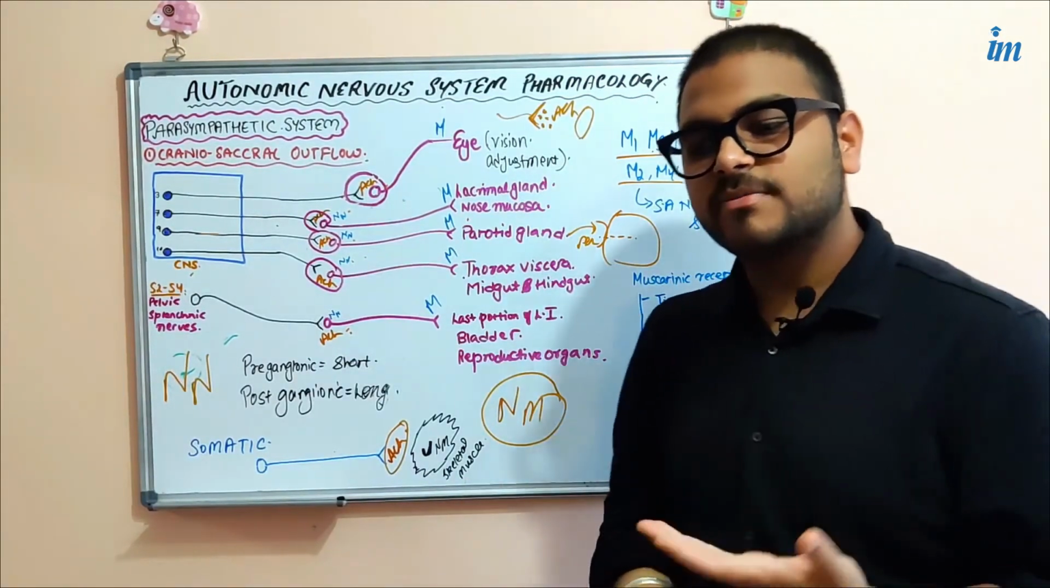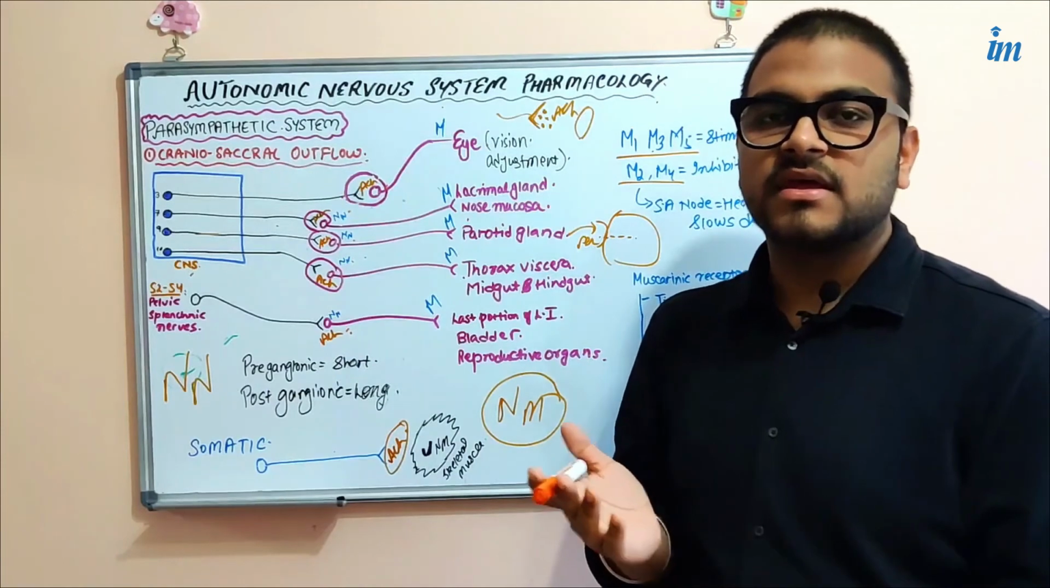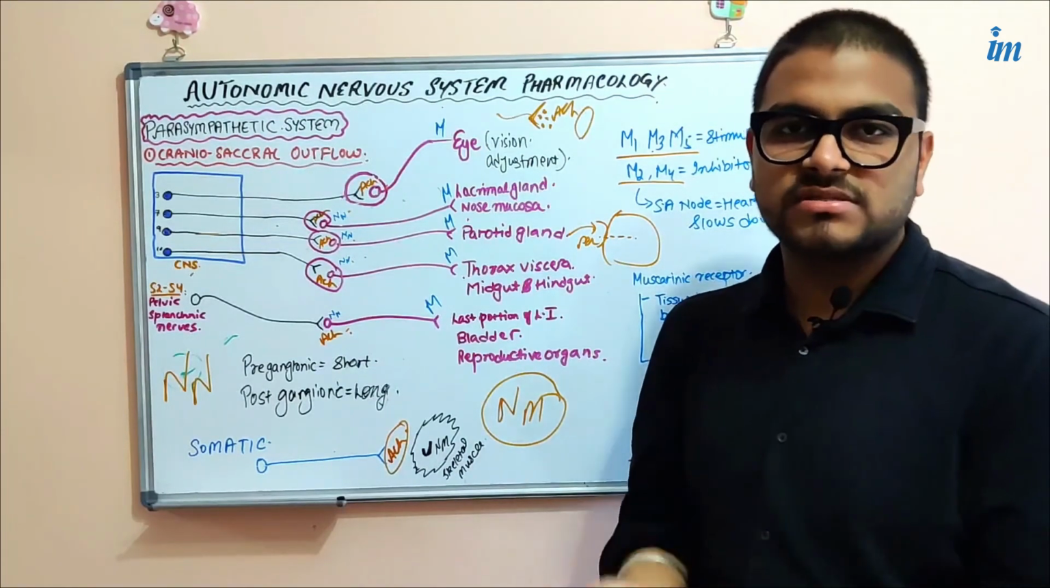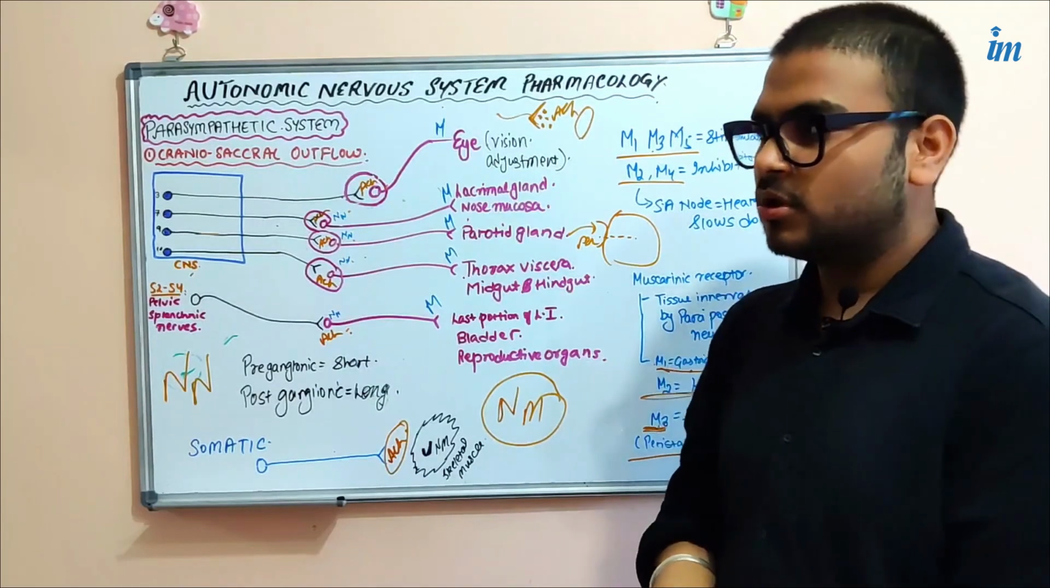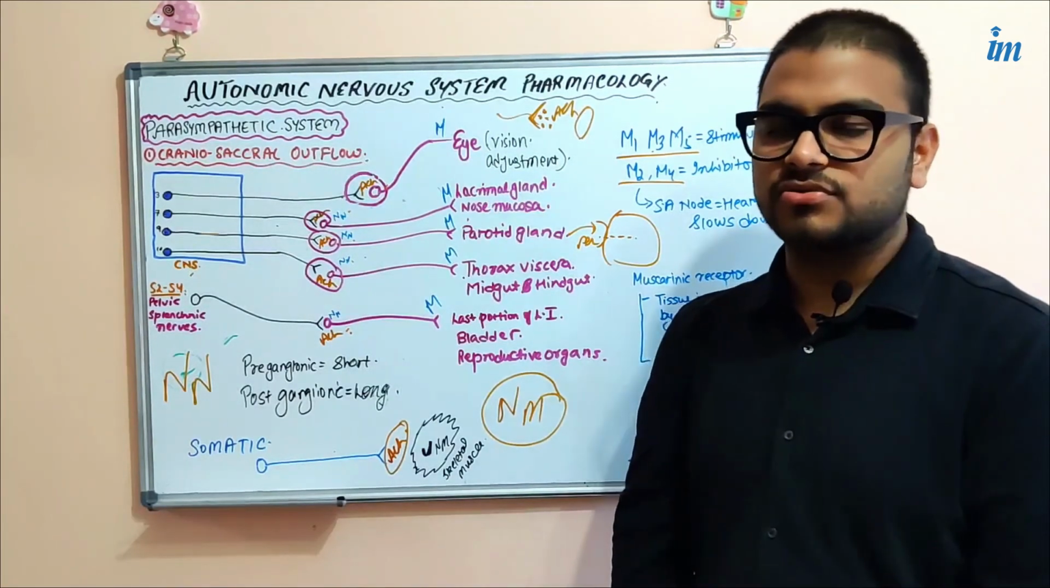So this is how the parasympathetic and sympathetic nervous systems oppose the function of each other and try to balance the function. At one time one system is going to dominate.